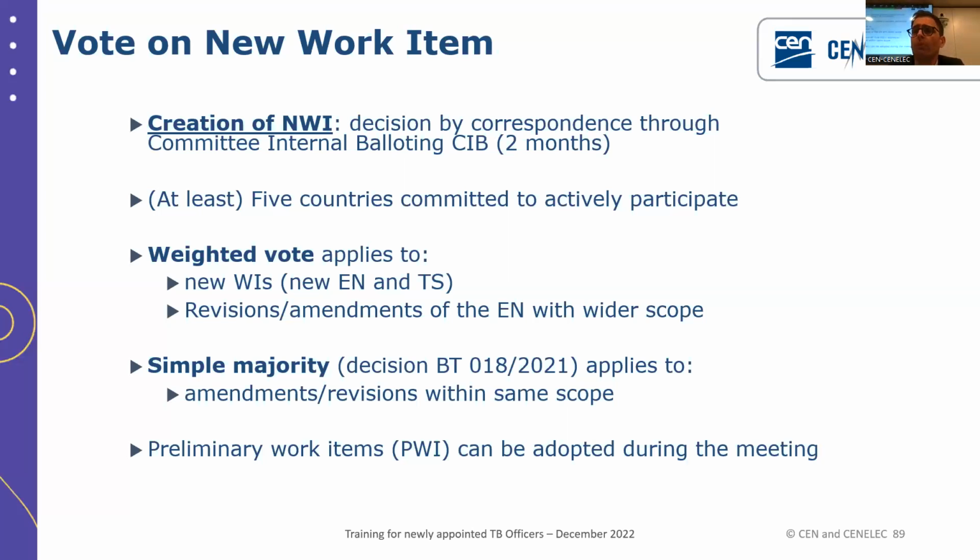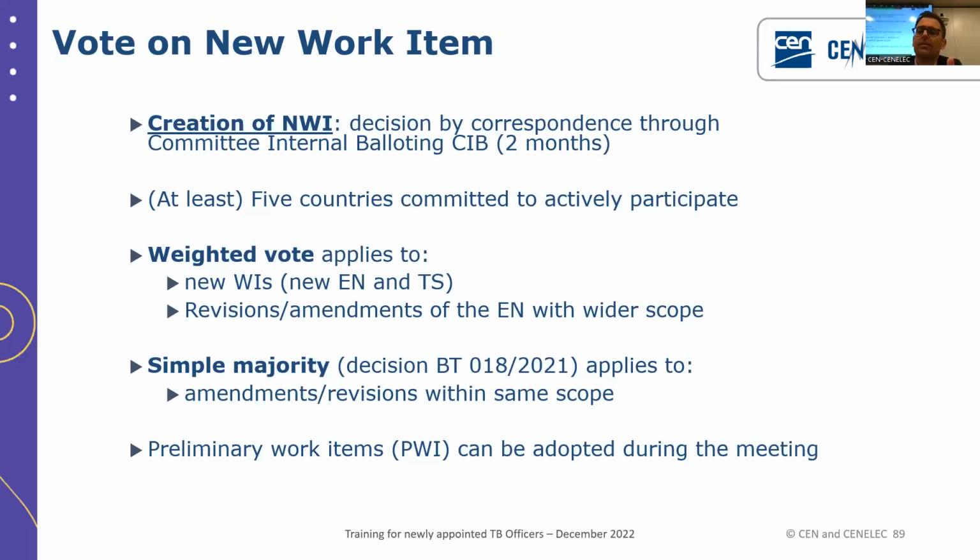Now, there are two important criteria for the creation or approval of the new work item. The first one is that you need to have at least 5 countries willing to participate actively. So that's the first criteria. What happens if you don't have the 5 members? In theory, the work item cannot be created, even if you got a positive vote, in theory.